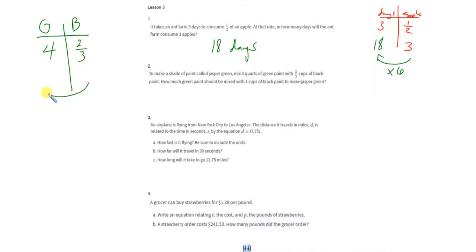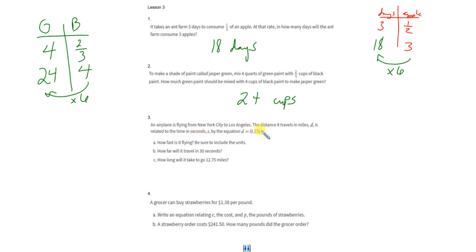So we're multiplying by 6 again to get to this side. And it says, how much green paint should we mix with 4 cups of black? Well, 4 times 6 is 24. So 24 cups. Pretty easy stuff now that we've mastered all this table action that we've been working on. Okay, I think we can go ahead and finish number 3 also.